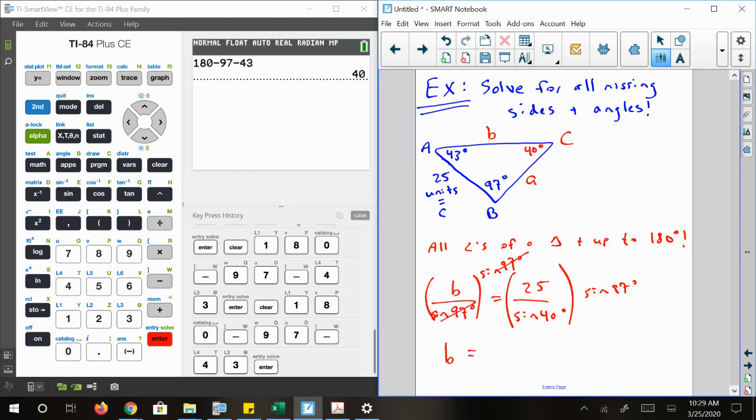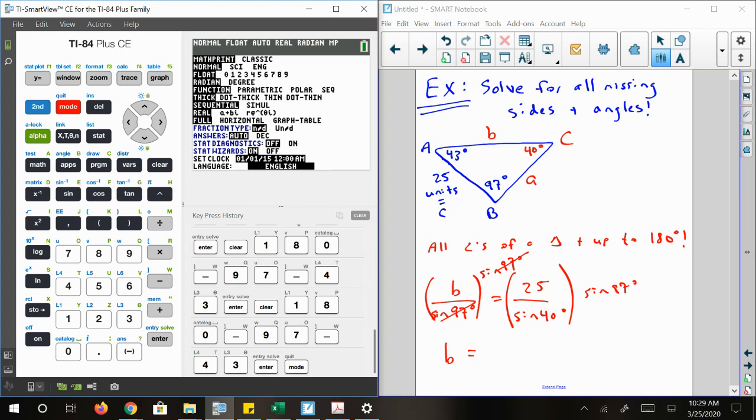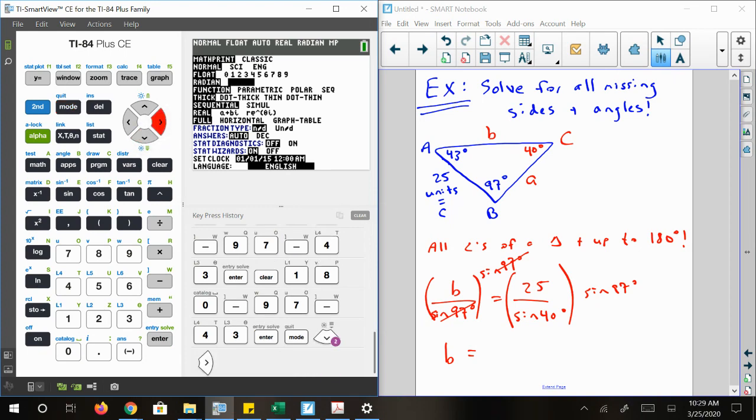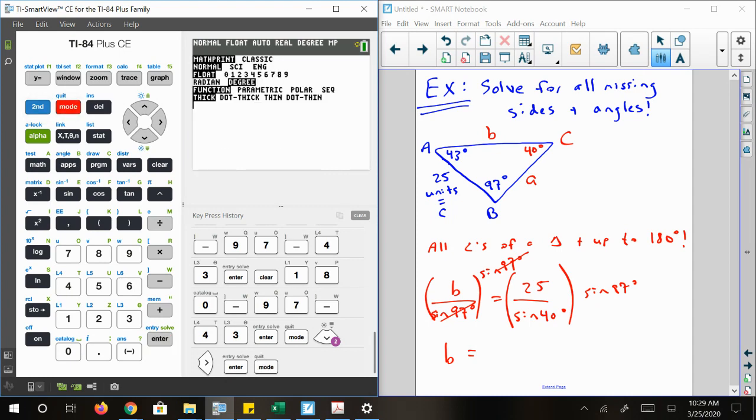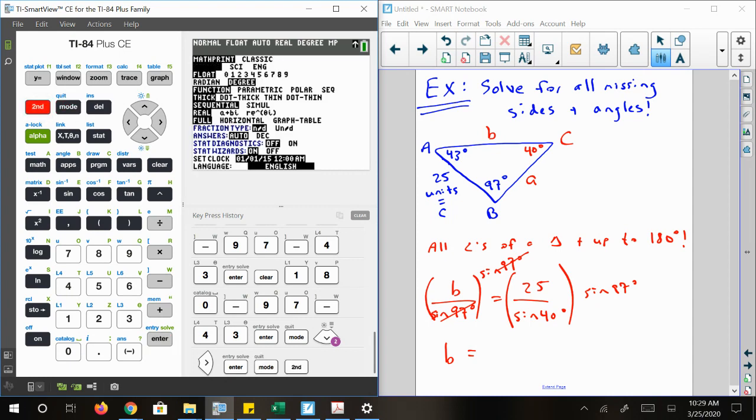Okay. So if I come over here to my calculator, one thing I need to make sure of is that my calculator is in degree mode. It is currently in radian mode. So I'm going to change it into degree mode. Go back to my home screen here. Sorry, second quit. And let's do some math.